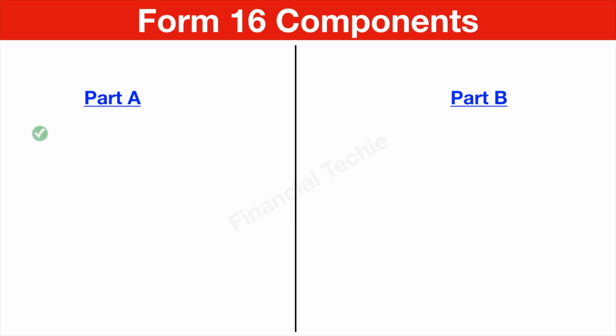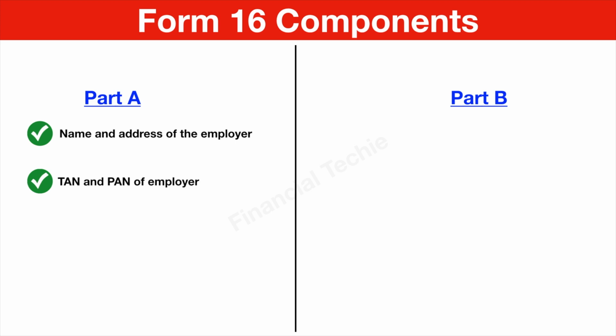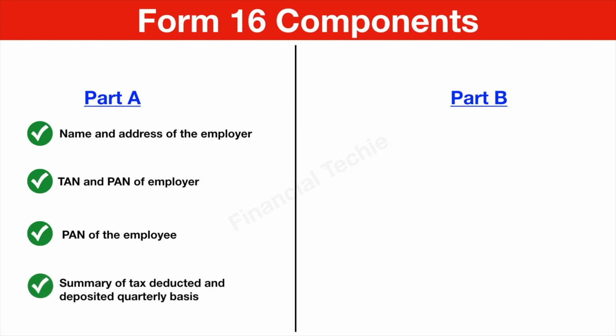First of all, we will see what Part A has. It has the name and address of the employer and the TAN number and PAN number of the employer. In addition to these two, we will be able to see the PAN number of ourselves, that is the employee, and we should be able to see the summary of tax deducted and deposited to the government on our behalf on a quarterly basis.